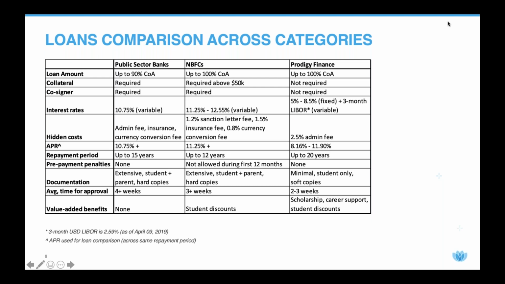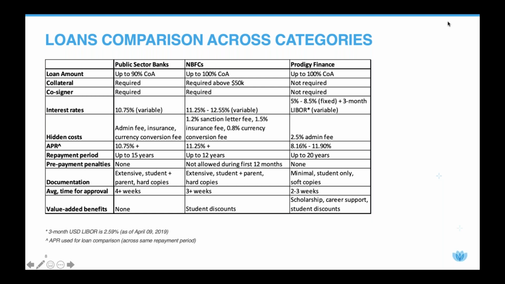Similarly, with NBFCs, it's a bit better, but again, there are a lot of hard copies and a lot of trips with your local banks that can take anywhere up to 3+ weeks. With Prodigy Finance, like I rightly told you, we require only 4 documents, and that is only after we give you a rate or a code card, and we always require details only of the student. We will never take any details of your parent, your mother, or your relative, and we will always take soft copies.